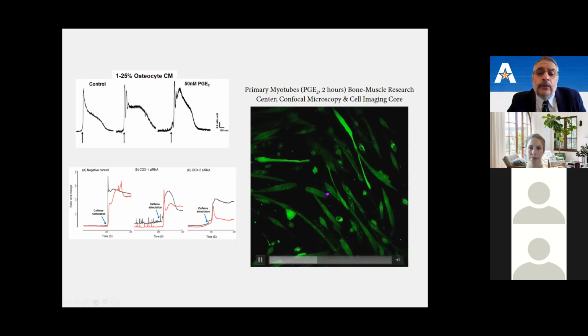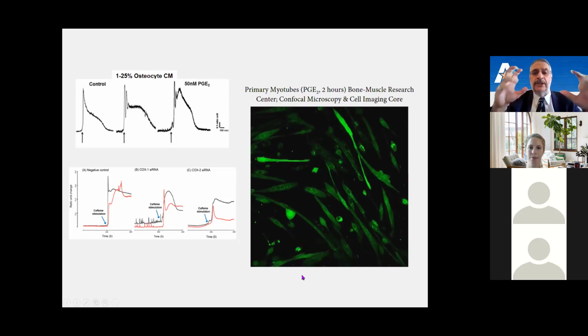And this is only 2 hours of treatment. And we started seeing these, really, these flashes, as if PGE2 is inducing very quick changes. And so we think that this maybe is part of the changes that actually induce the genetic changes, the gene changes that now are going to promote some of the differentiation changes.